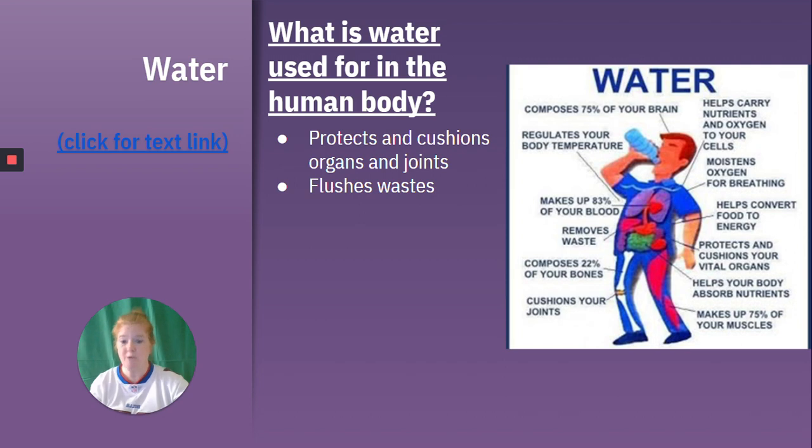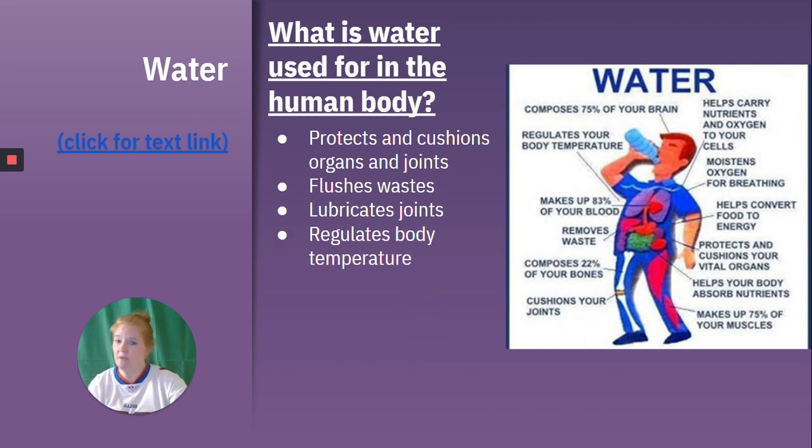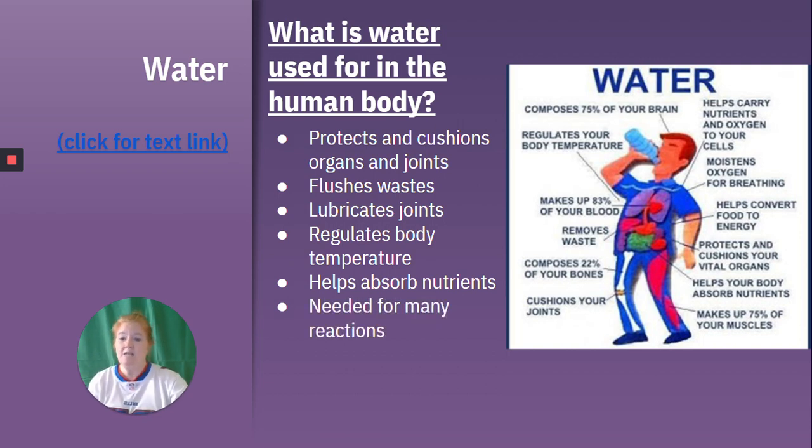It helps to flush waste, primarily through your kidneys, but helps to flush waste out of your body. It lubricates our joints, allows us to open and close your fist. So make a fist, open it, allows you to bend at all your joints. It provides that lubrication, which minimizes the pain. It helps to regulate our body temperature. We already talked about that. It's crucial. Helps to absorb nutrients. And it's needed for many reactions that occur within our body.